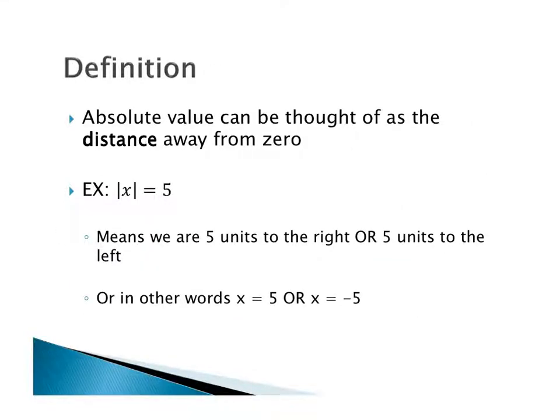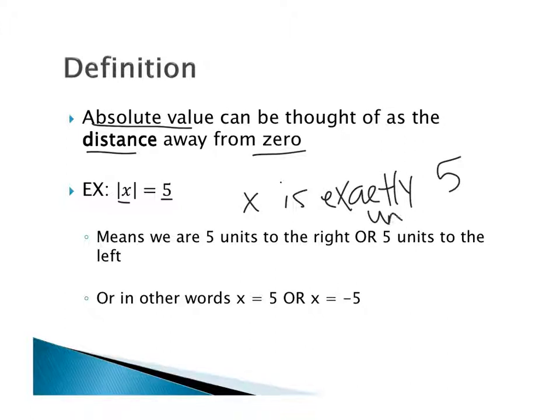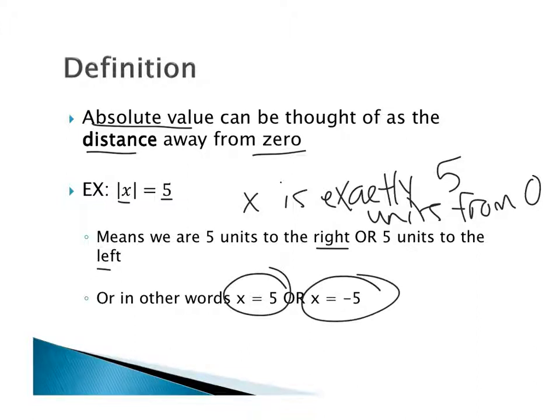As I was explaining in the last slide, the definition of absolute value can be thought of as the distance away from 0. For example, the absolute value of x equaling 5 means that x is exactly 5 units from 0, and that means to the left or to the right. In our case, that would mean that x could be 5 or x could be -5. That's going to come into play with our inequality, so make sure that you understand that we should have 2 answers to our equations.